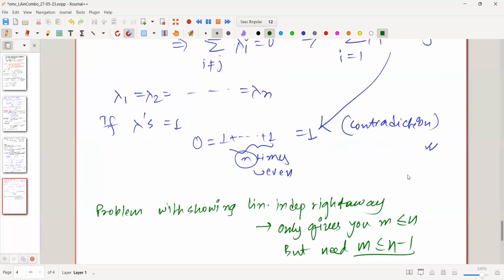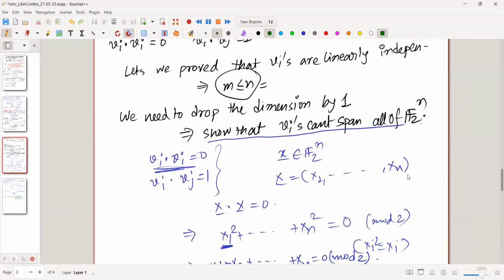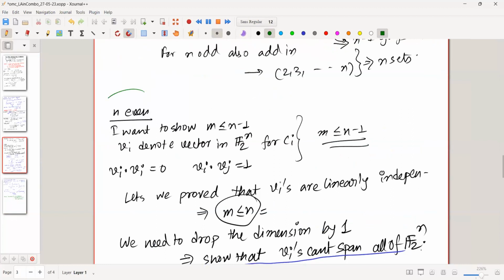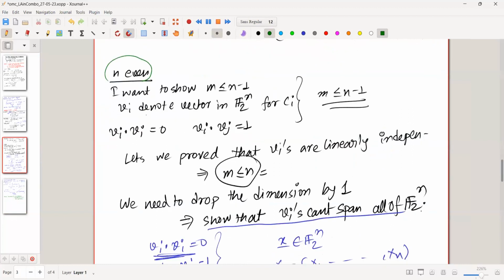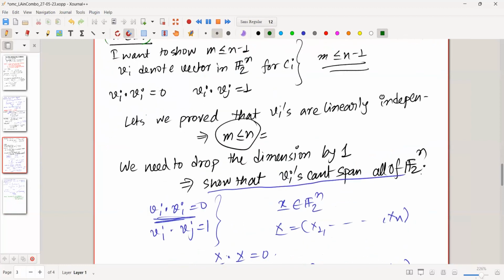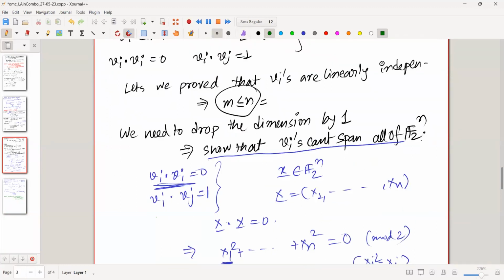I'll just go over it quickly. The idea was that you have vi dot vi is 0 and vi dot vj is 1, and for the n even case, I want to show that the maximum is at most n minus 1. Before trying to prove linear independence, if I just prove linear independence, it will just give me m at most n, but I need something stronger. I need m at most n minus 1. So we need to drop the dimension by 1 somehow.